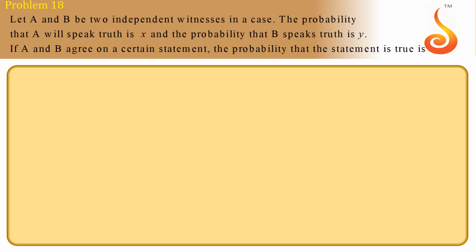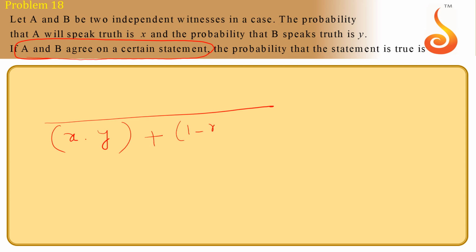When you want the statement to be true, if A speaks truth, B also should speak truth. See, the given condition is A and B agreed on a certain statement. So when both speak truth, they will agree on that statement. Or if both speak false also, they will agree, no? So this is the total probability where they agree on the statement.